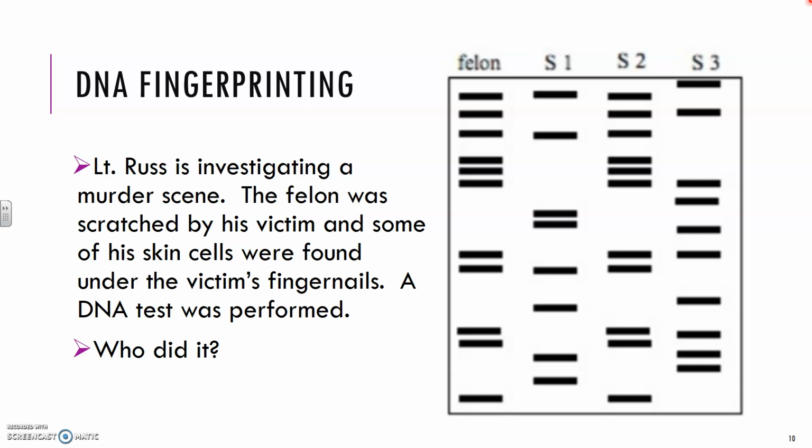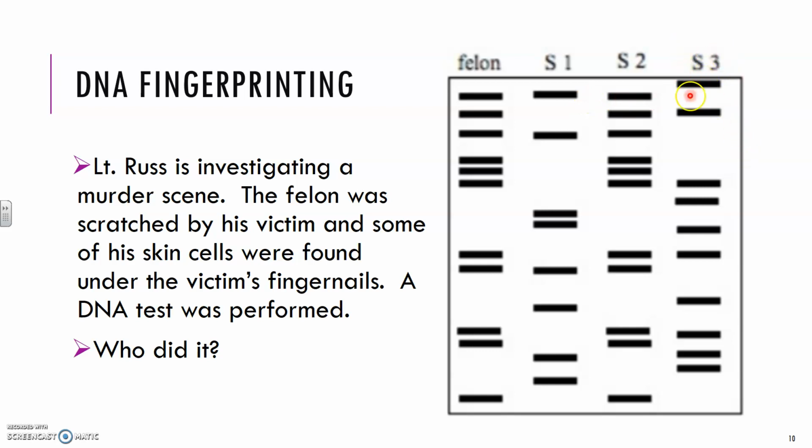Given that they had a couple of suspects, they got DNA from each suspect and then compared it to the DNA found at the crime scene. If you'll notice here, we have the felon's DNA. We are looking for an exact match with all of these different bands. If you look across, Suspect 1 might have that top band, Suspect 2 does, but 3 does not.